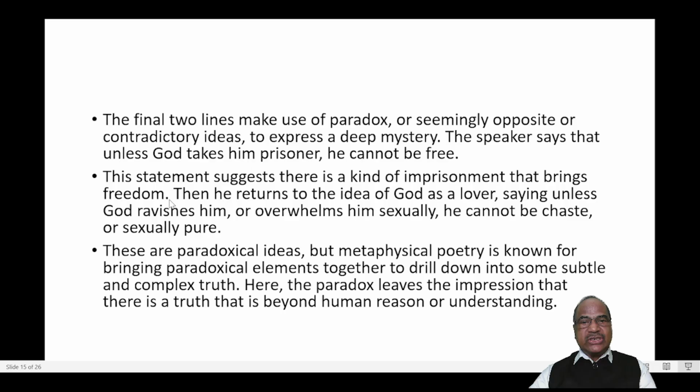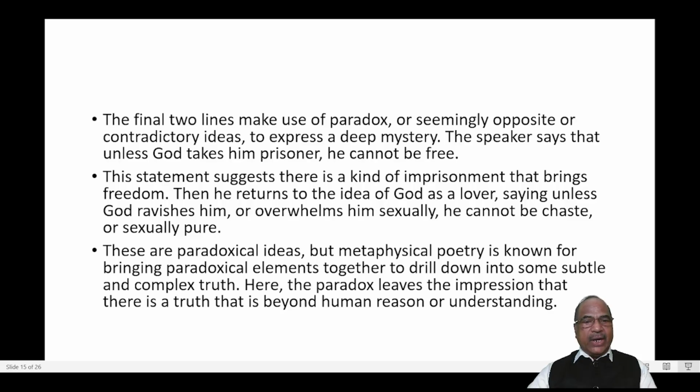Then he returns to the idea of God as a lover, saying that unless God ravishes him, or overwhelms him sexually, he cannot be chaste, or sexually pure. Here also this is a sexual paradox, and you note that ravish means forced sexual relationship, and chaste means the modesty of a woman's state.